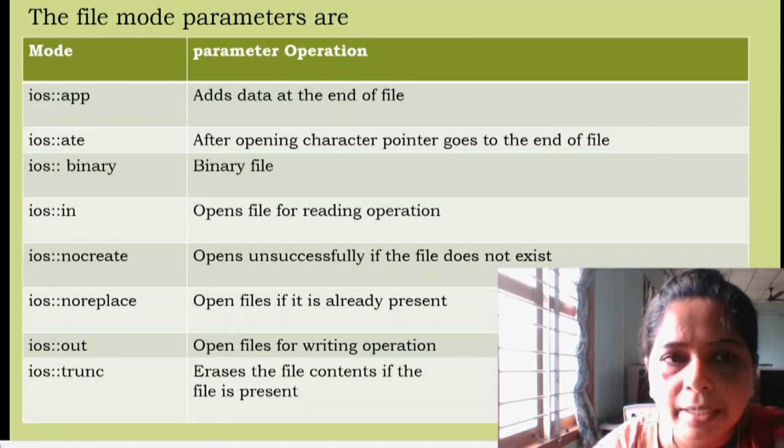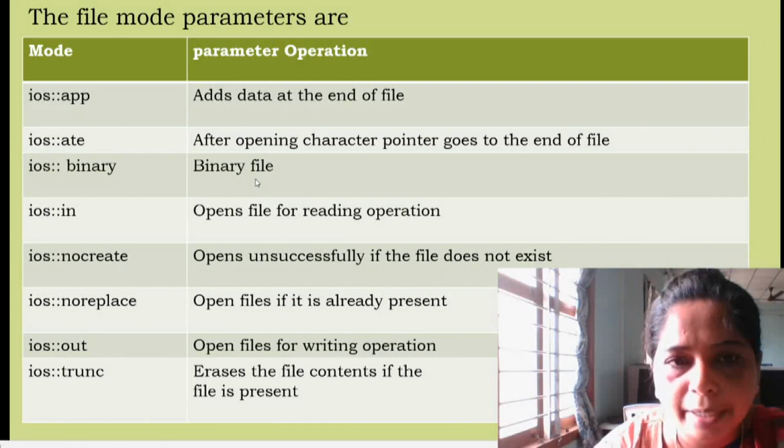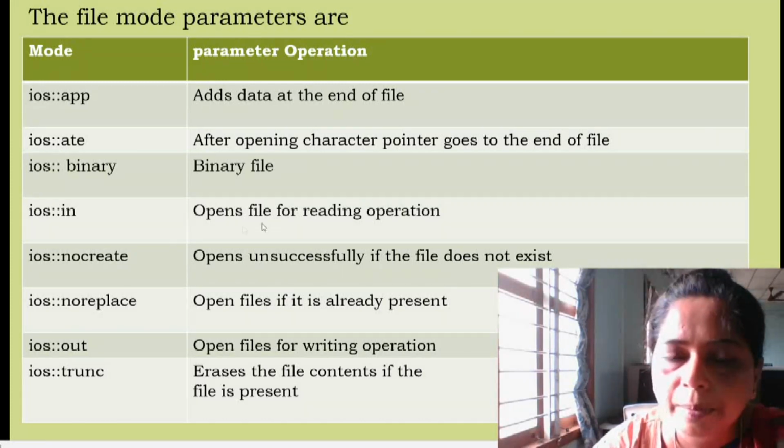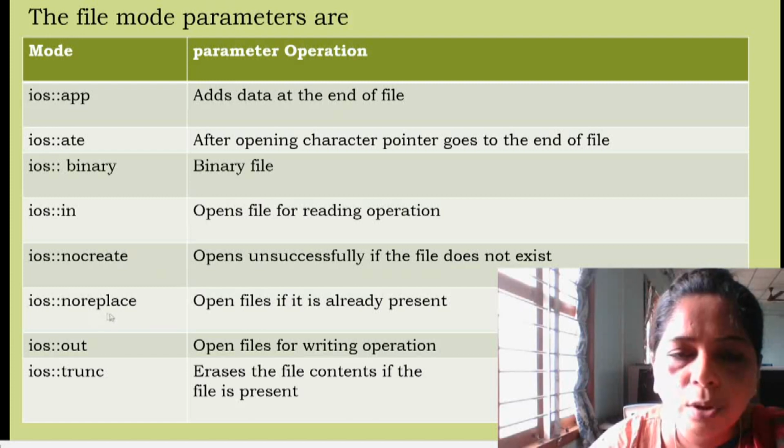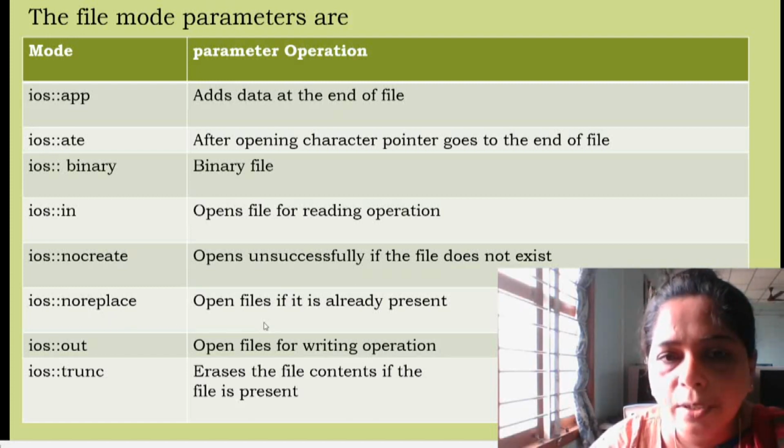Then the third parameter is ios::binary. That means the file will be opened in binary mode. Next one is ios::in. That means the file will be opened in reading mode. Usually this mode will be used with ifstream. Next one is ios::nocreate. That means if the specified file is present, it will be opened. Otherwise, no file will be created. And another one is ios::noreplace. That also means that if the file is already present, it will be opened. Otherwise, it won't be replaced.